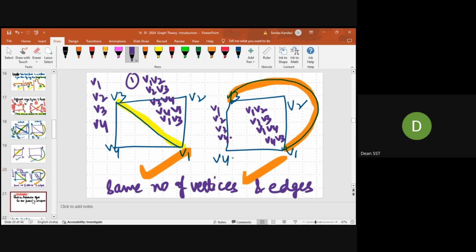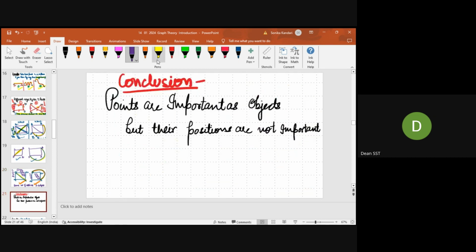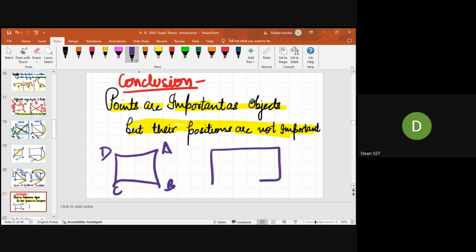Fine. Both are same. So what conclusion we have drawn? We have drawn the conclusion that points are important as objects, but their positions are not important. Is it clear, class? Yes, ma'am. It means one diagram was like this, na? A curve or so. It may be like this. A, B, C, D. Don't see whether this is a curve or a line. Fine. Is it clear?